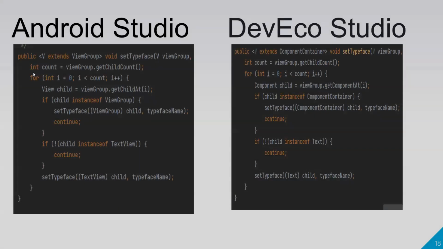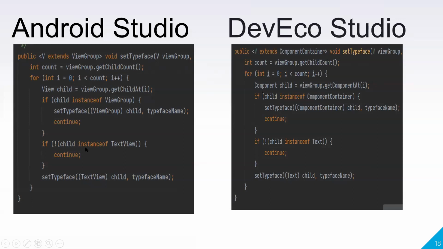Now you can see the simple code on how I changed this small code ports. Like I have used a view group function, which has been changed to component container. In this view group, view group is a parameter. That's why it's not changed to component container in the DevEco Studio. You can see count view group. Why did view group not change? Because it is a parameter in the function, so it didn't get changed.